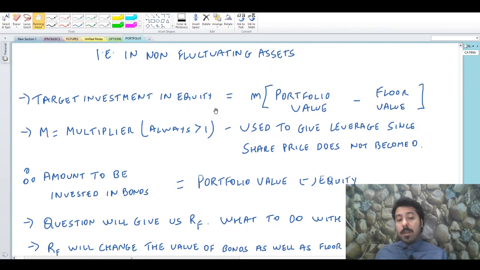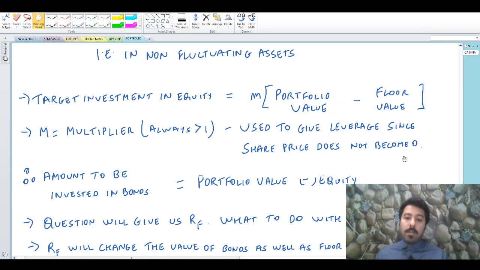Target investment in equity will be equal to portfolio value minus floor value. This should be the target value, right? So for example, if you have a goal, like I have a portfolio of 1 lakh and I do not want it to fall below 40,000. So 1 lakh minus 40,000, 60,000 should be the amount to be invested in equity. But we won't invest 60,000. We'll invest more than 60,000.